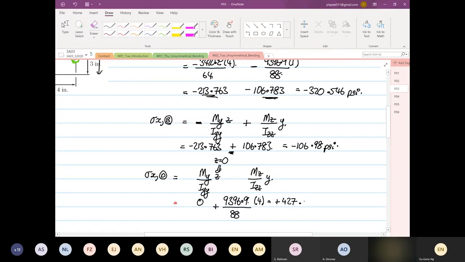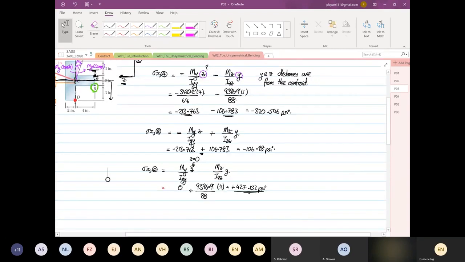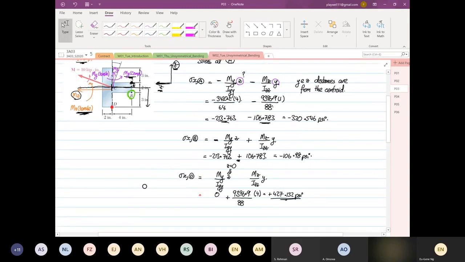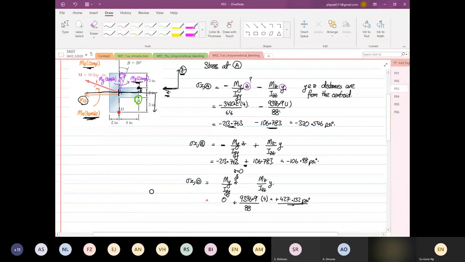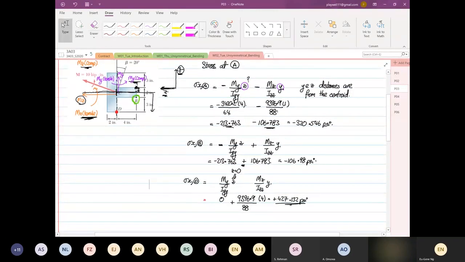427.132 ksi. Okay, so this is the first example. What you see now is your first example on what we have in a condition of loading that is known as unsymmetric loading. Any questions so far?